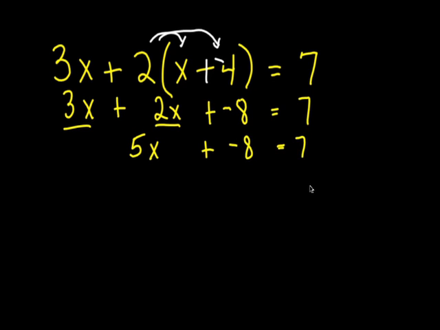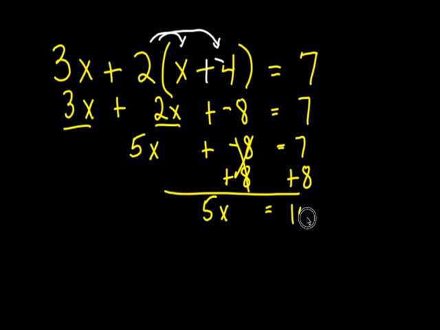And now I'm left with my two-step equation. So I do opposite of the number, which is a positive 8 on both sides. They cancel, so I'm left with 5x equals 15. And then opposite of the operation, so I'm multiplying by 5, so I divide by 5. So x equals 3. Okay, pretty easy one.